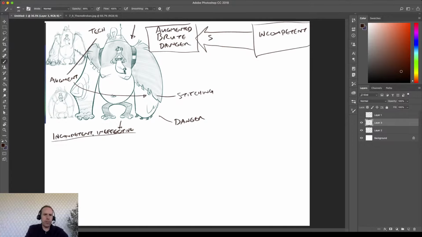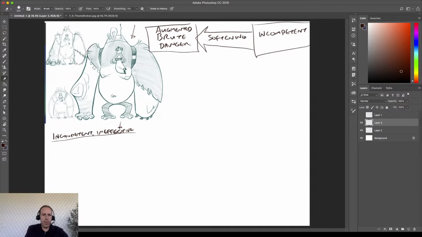Let's go ahead and we'll write that back in. Softening. And I'm going to actually wipe this stuff out, because the stitching and the augmentation and the tech might be elements that we pull back in. And now what I'm going to do is try to push this character in both directions. So if we want to do an augmented dangerous brute, how do we push that idea as far as possible?